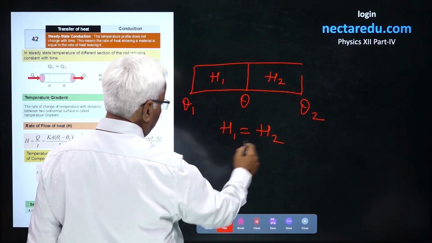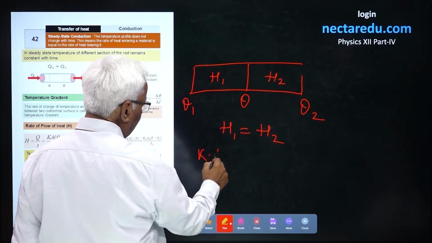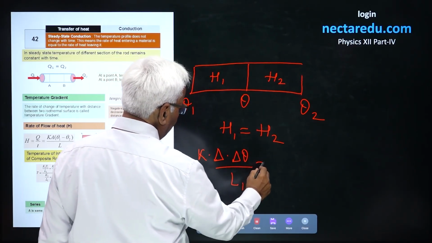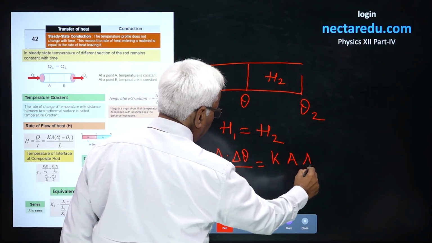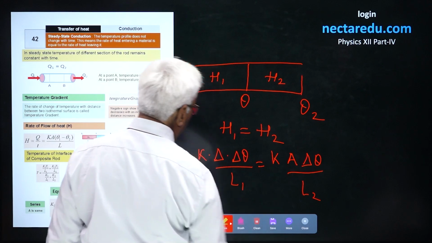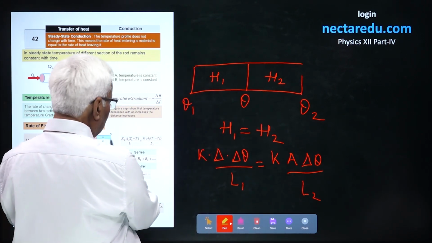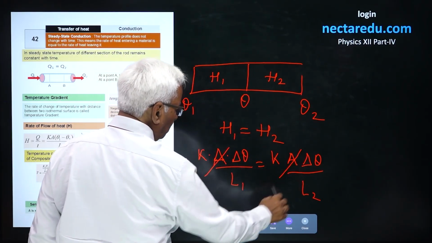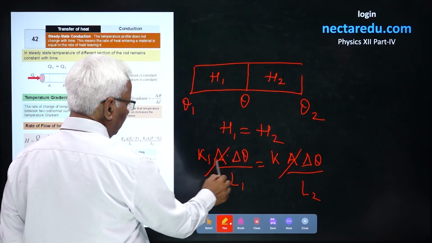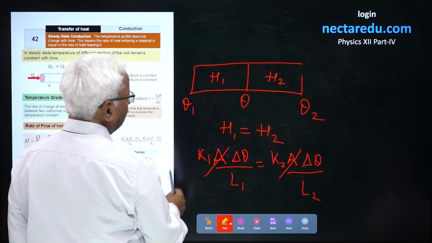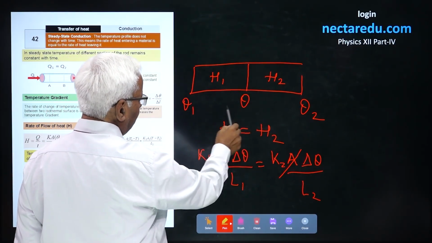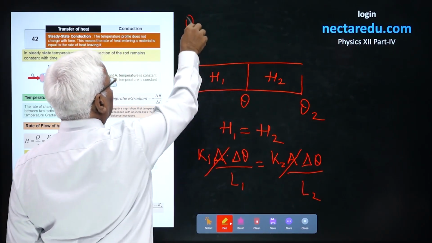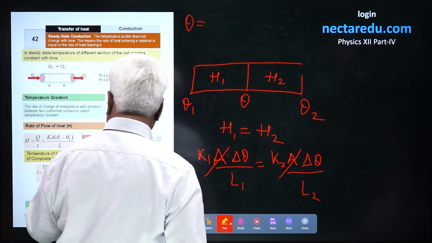If we put the values of H, that is K A delta theta upon L1, by using this relation, since they have been used in series combination, area will necessarily be equal, and if area is equal, the two would be cancelled. This is K1, this is K2, and delta theta is also going to have different value. This is theta 1 minus theta. Here it will be theta minus theta 2. If you solve, you are going to get the final value of temperature of interface.